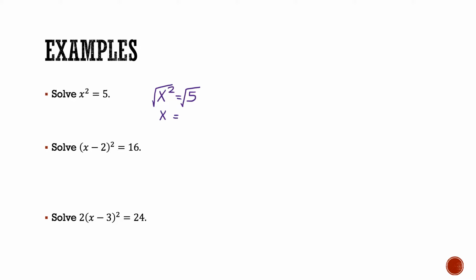Now, you can't actually take the square root of 5, so I'm going to leave that as part of my answer. But I do want to remember that when I take the square root of a number in an equation, I have to consider that the answer could be positive or negative. And so I actually have two solutions to this expression. I have the positive square root of 5, and I have the negative square root of 5.